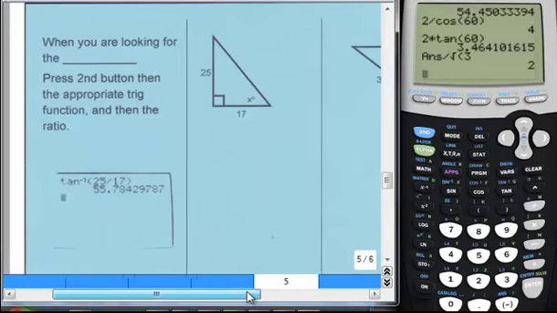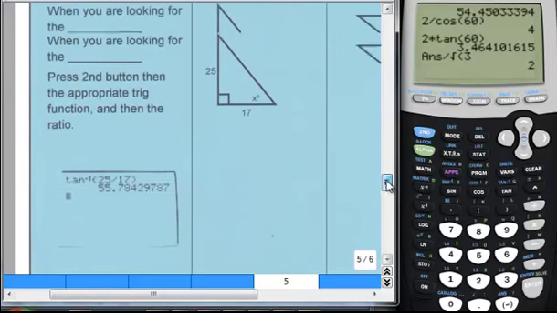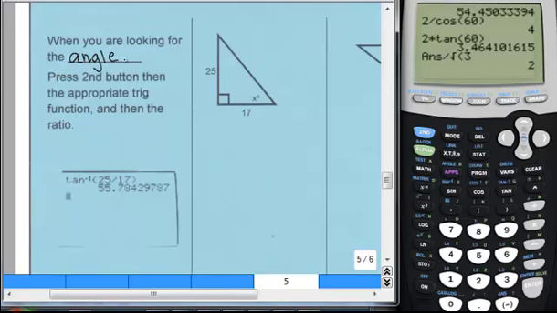We do need to do the next flap to know what you do if you're missing your angle. So when you're looking for your angle, you press the second button and then the appropriate trig function and then the ratio. So I showed this example right here of what a calculator should look like.